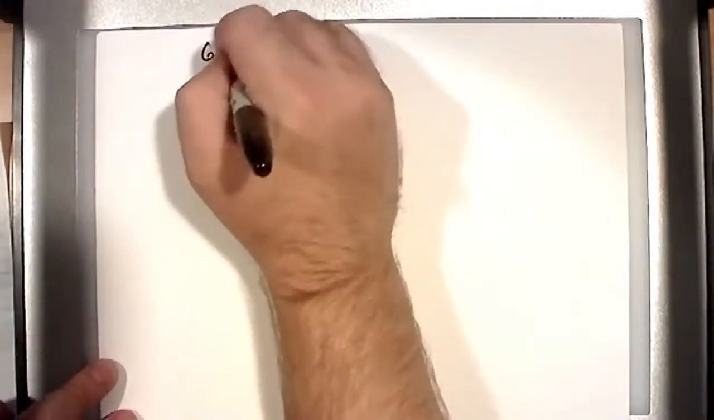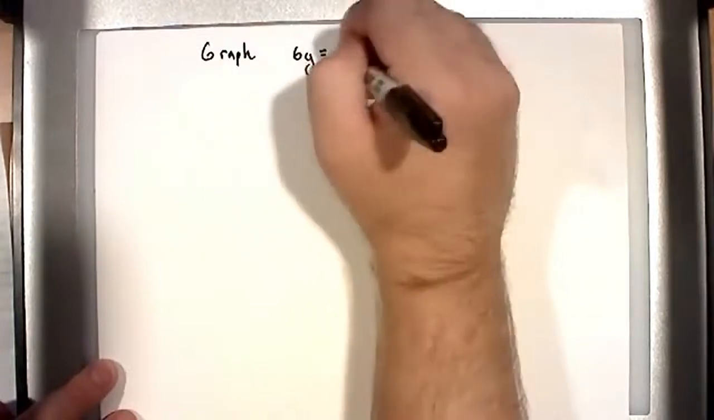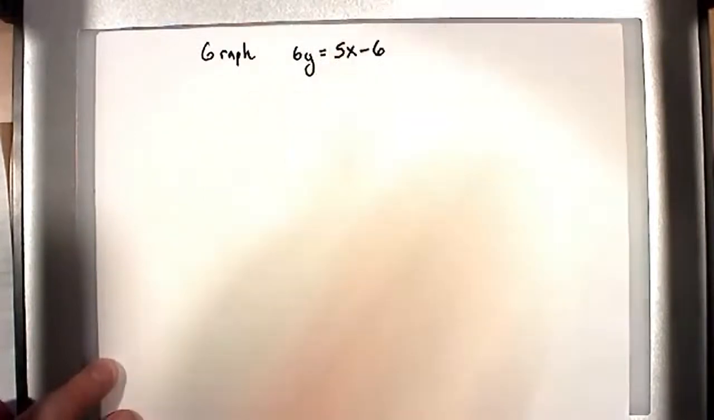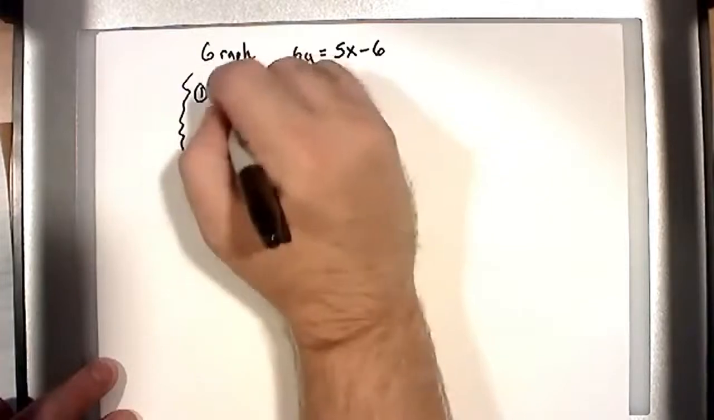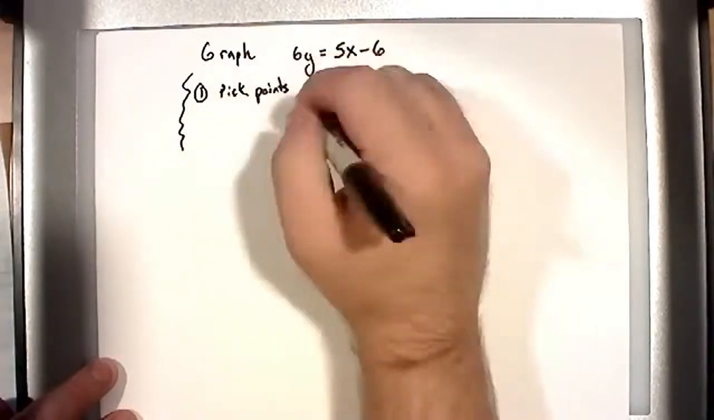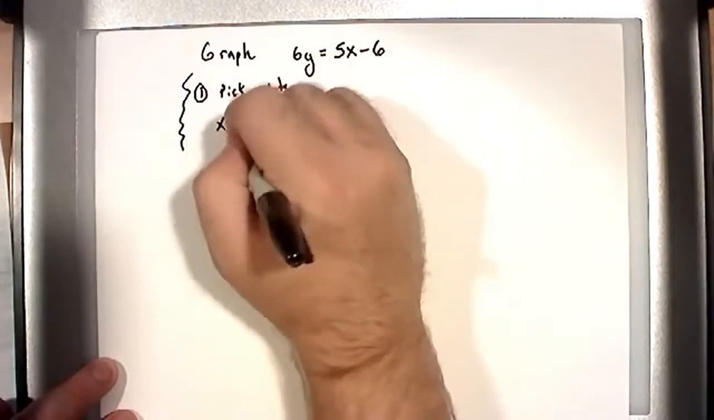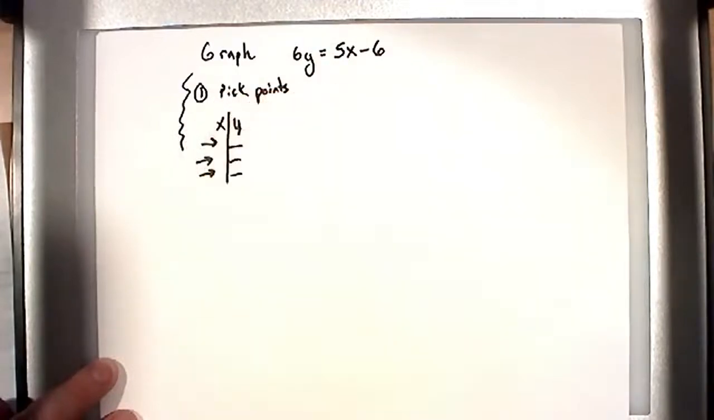So let's say it said graph 6y equals 5x minus 6, right? Graph 6y equals 5x minus 6. Now think about what we've talked about how to graph. We only know 2 ways right now. One is to pick points, right? The homework had you do that a few times where you would take a table, you would just pick a bunch of x's and then find out what went with each y, right?